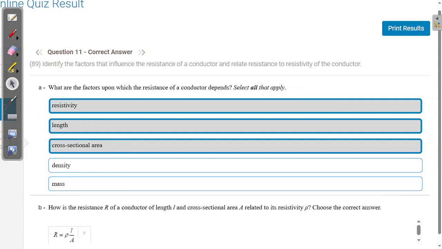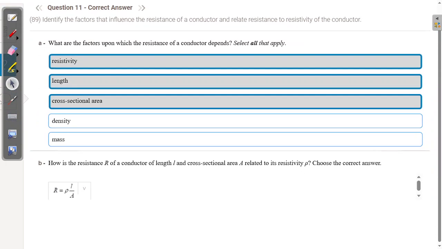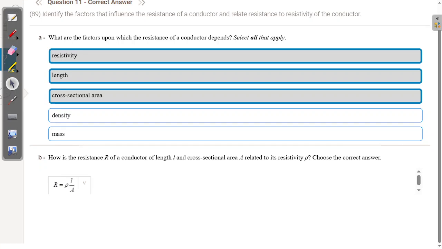What are the factors upon which the resistance of the conductor depends? So resistivity, length, and cross-section area. This is just from school. So you look, rho is the resistivity, and L is the length, and A is the cross-section area.